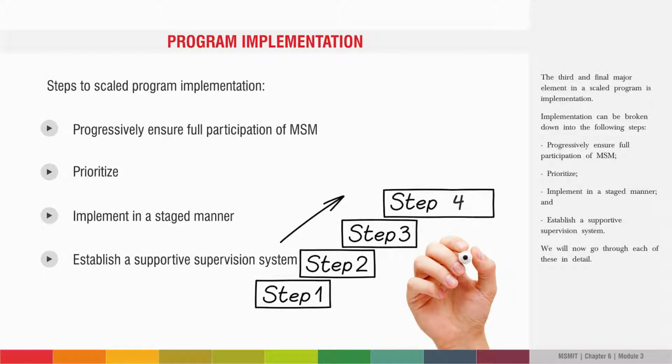The third and final major element in a scaled program is implementation. Implementation can be broken down into the following steps. Progressively ensure full participation of MSM. Prioritize. Implement in a staged manner. And establish a supportive supervision service. We will now go through each of these in detail.